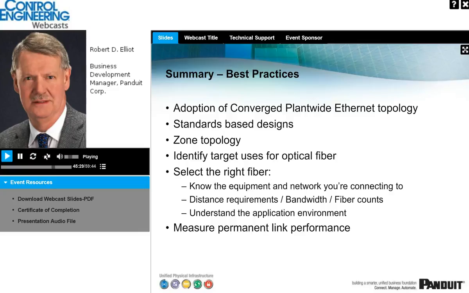Know the equipment and the network you're connecting to, understand the distance requirements and the fiber count, and then finally make consideration of where or what type of environment this fiber is going to be installed into. And then finally, measure the permanent link performance.